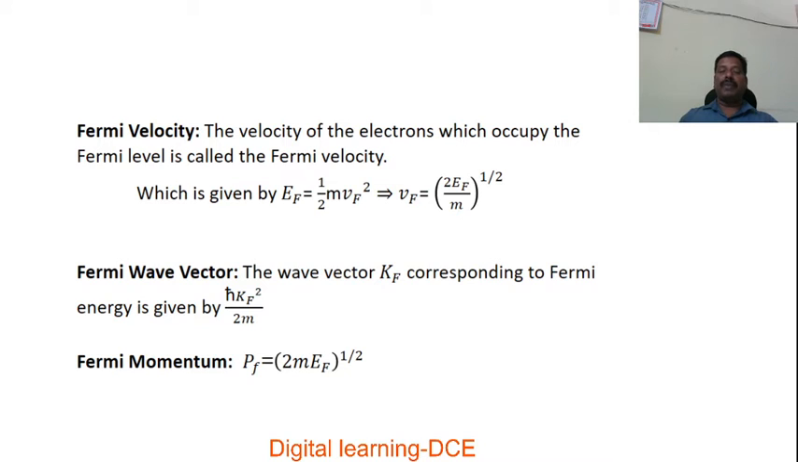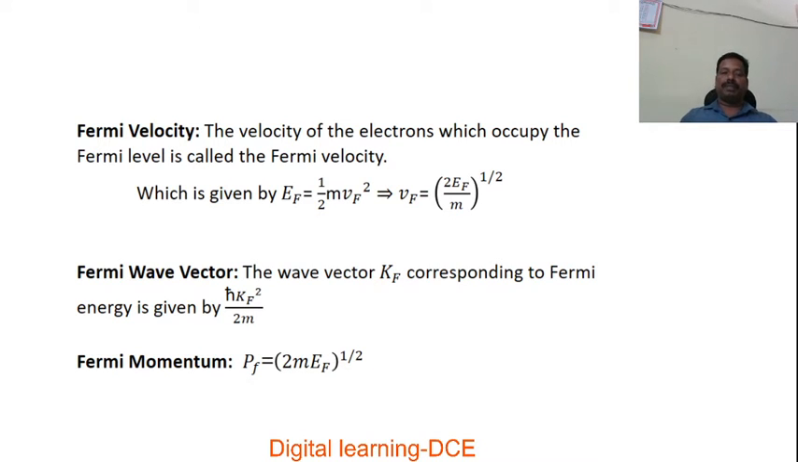The expression for Fermi velocity is obtained by using the kinetic energy expression. At Fermi energy, Ef is equal to half m vf squared. This is the general expression we use to calculate kinetic energy, so the same expression is used to calculate the Fermi velocity. Then vf is equal to (2 Ef divided by m) to the power of half. This is the expression used to calculate Fermi velocity. Expect some problems on this formula.